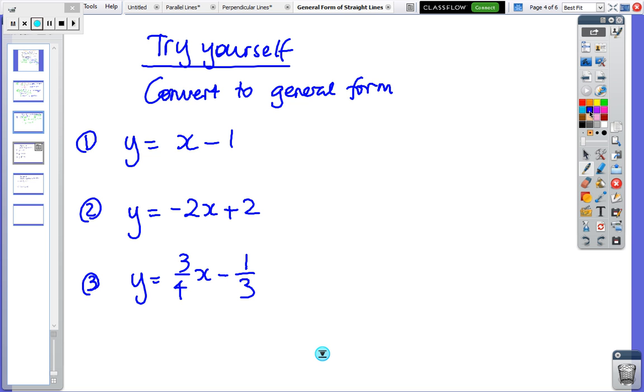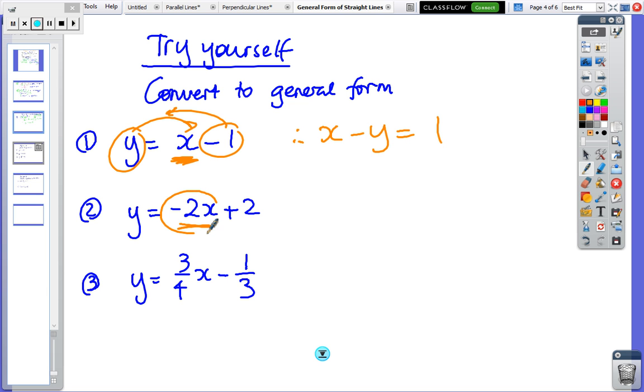Okay, x is positive, so don't move it. That means y moves and 1 moves. So the answer would be positive x minus y equals 1. That's your answer. Then the second one, x is negative, so we have to move x. It's going to be positive 2x. y hasn't moved, so it stays as positive y. And 2 hasn't moved, so it stays as positive 2.